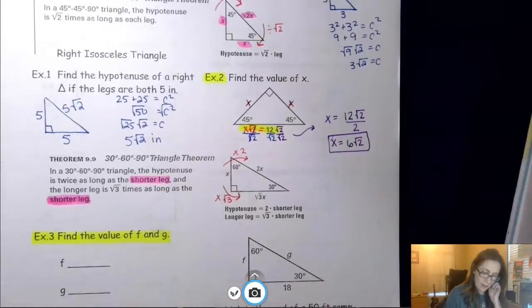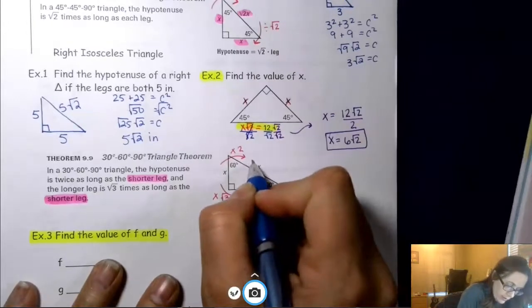Now, if I have the hypotenuse, I'm going to divide by 2 to go this way.